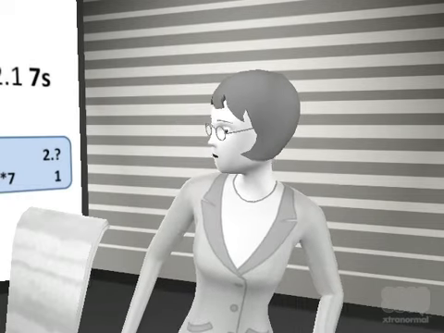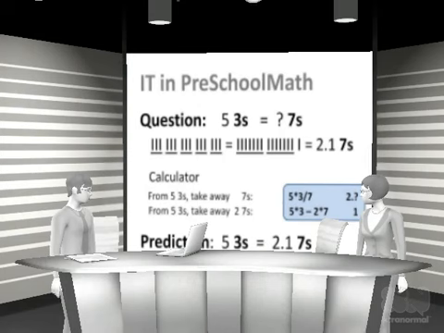A calculator in preschool? Yes. We count in sevens by taking away 7 many times, and the calculator has a horizontal stroke to symbolize dragging away 1 seven, and an uphill stroke to symbolize wiping away many sevens. The question we asked the calculator is, from 5 threes, how many times can we wipe away sevens? So we enter 5 times 3 divided by 7, and the answer is 2 dot something.